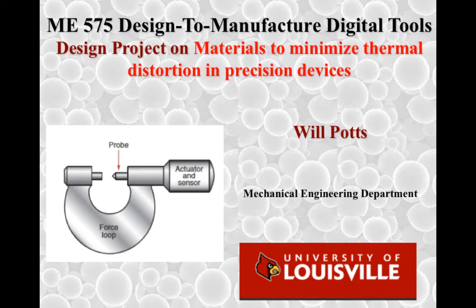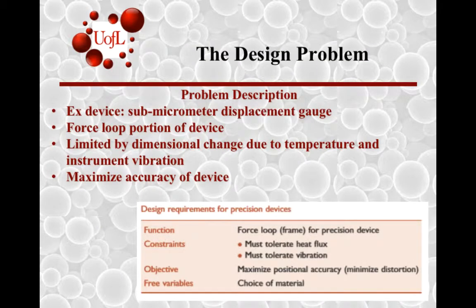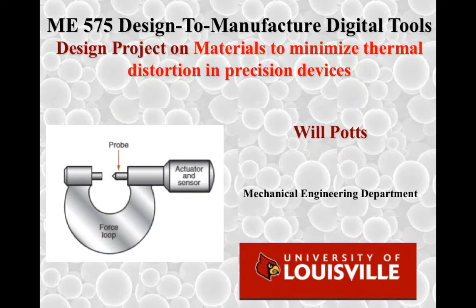Today I'll be talking about materials to minimize distortion in precision devices. An example of a precision device that we're going to be talking about is sub-micrometer displacement gauges, and the part where we're actually going to be trying to minimize the distortion is the force loop, which is this portion here, which holds the probe.